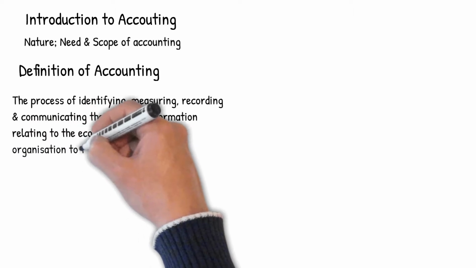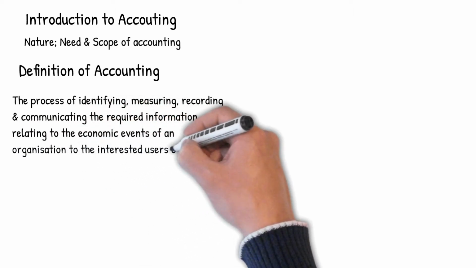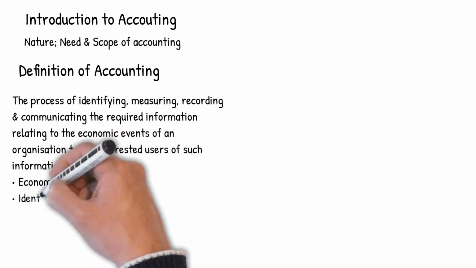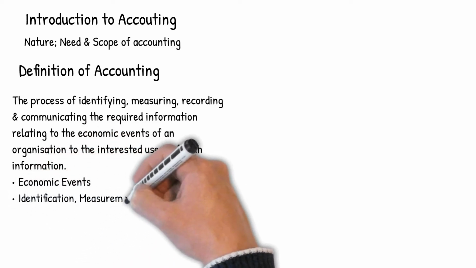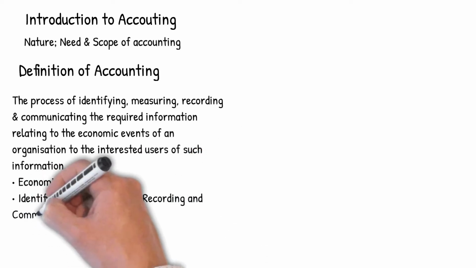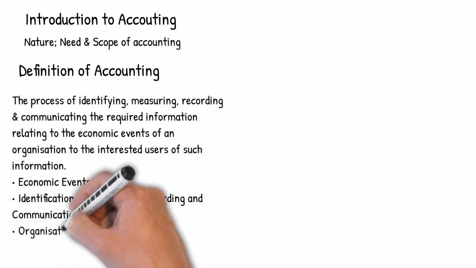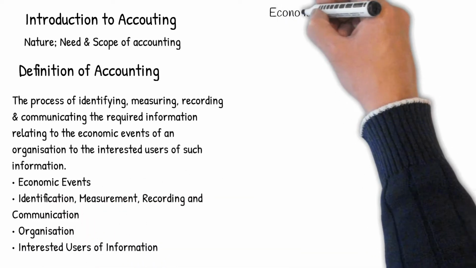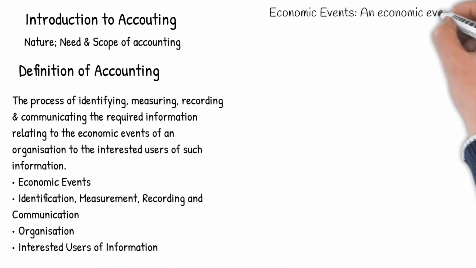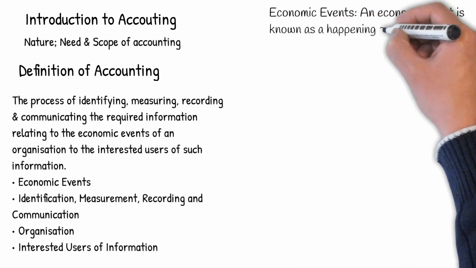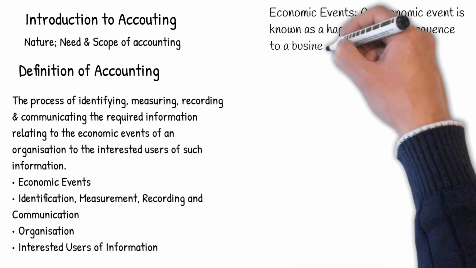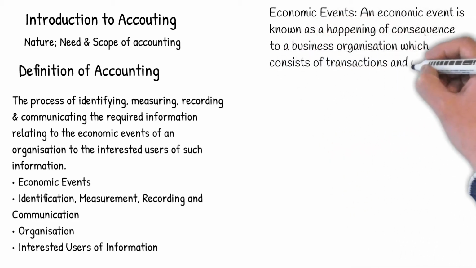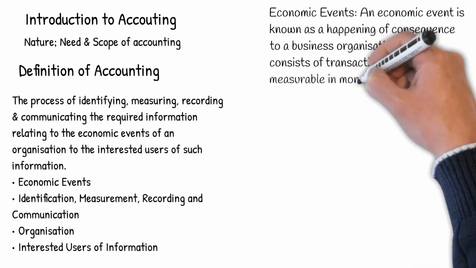In order to appreciate the exact nature of accounting, we must understand the following relevant aspects of the definition: economic events, identification, measurement, recording, and communication, organization, interested user of information. So, economic events. An economic event is known as a happening of consequence to the business organization which consists of transactions and which are measurable in monetary terms.